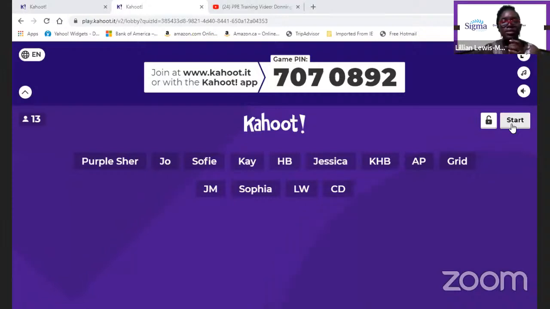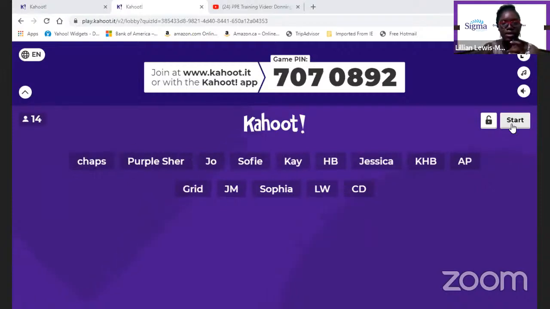I will read the questions out loud as well. Then you will see the colored icons pop up on your phone. The colored icon that represents the answer you're choosing is the one you're going to click on. The quicker you click, the more you will see who is leading.